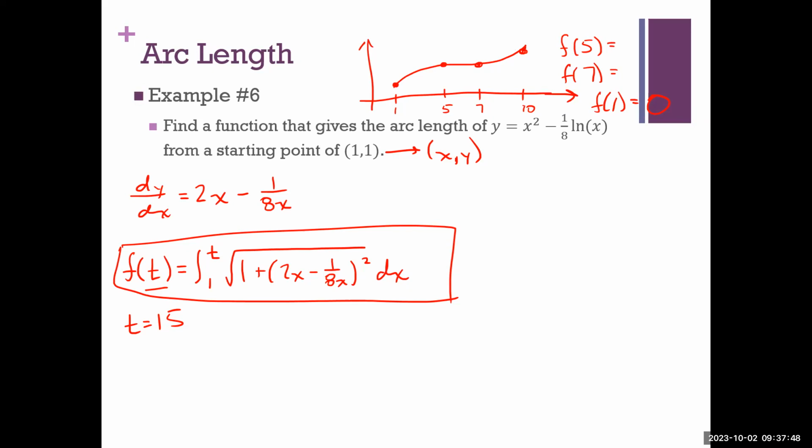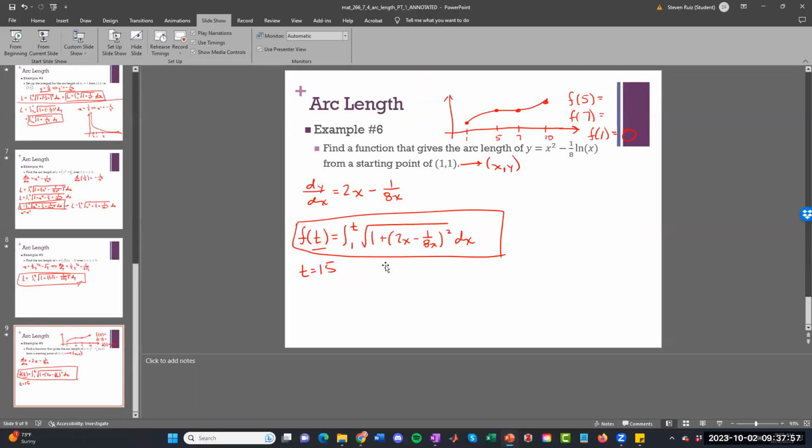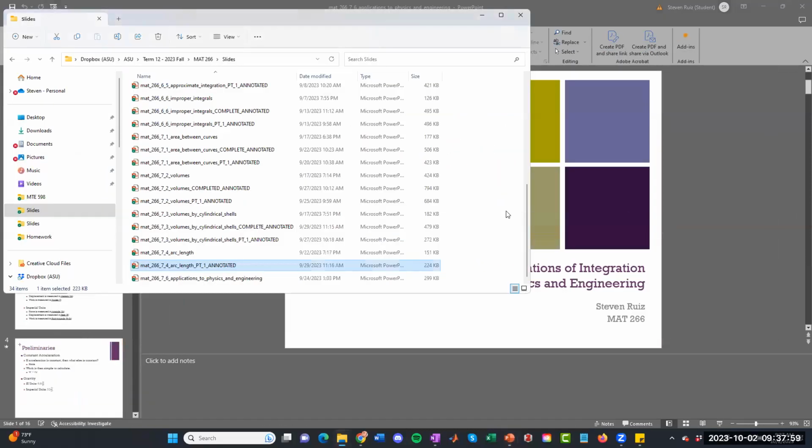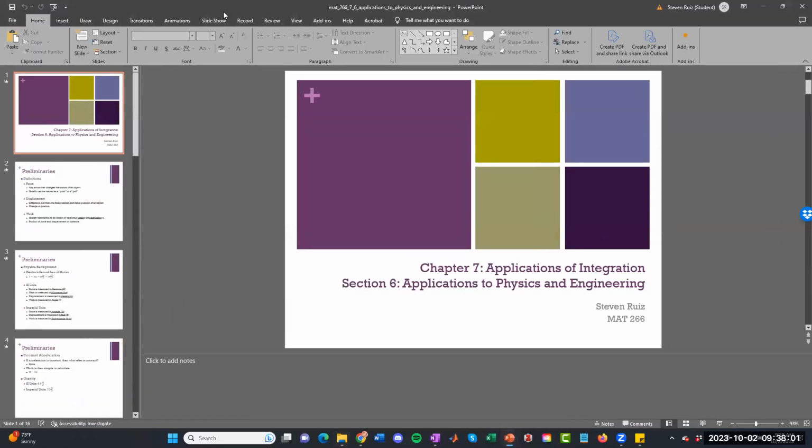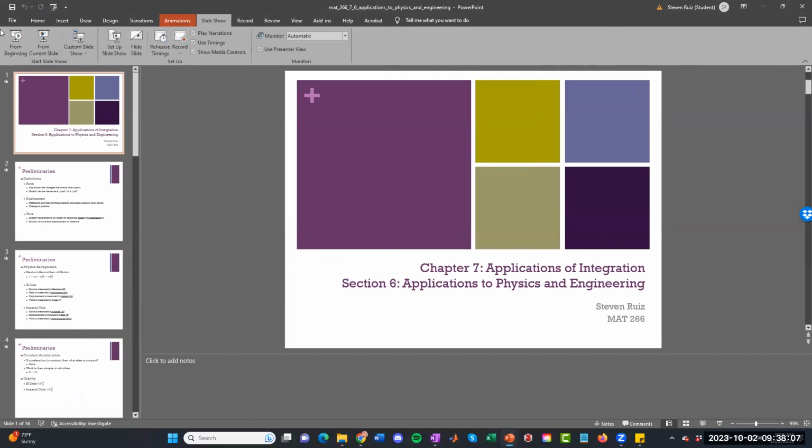How are we doing? Okay. So that's all I have for you for arc length. We're going to move on to our last section in this chapter. I'm going to skip one of them. But we're going to talk about some applications to physics and engineering.